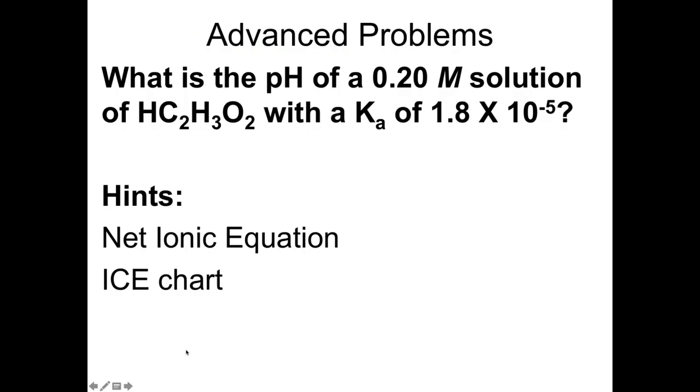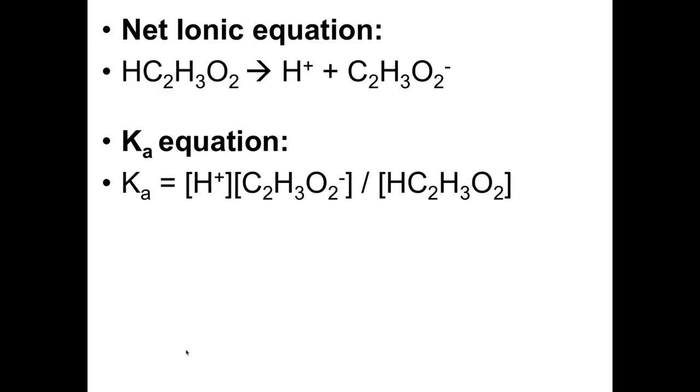Okay, now we're ready to do some advanced problems. Yes, bring it on. So what is the pH of a 0.20 molarity solution of acetic acid with a Ka of 1.8 times 10 to the negative fifth? Hence, you're going to need a net ionic equation, and you're going to need an ICE chart. So go ahead and give this one a shot, and then I have the work on the next slides.